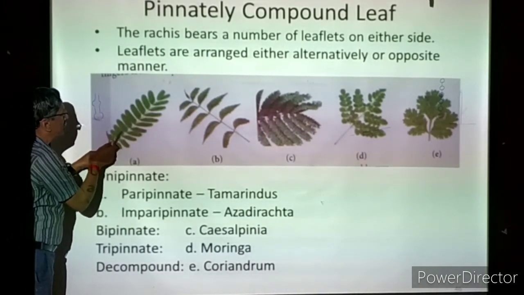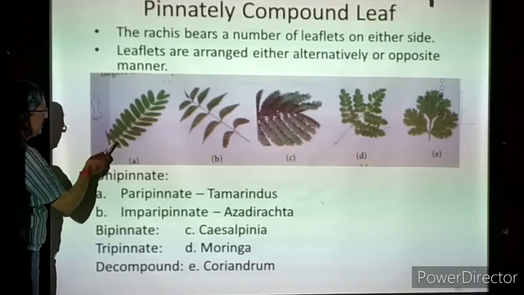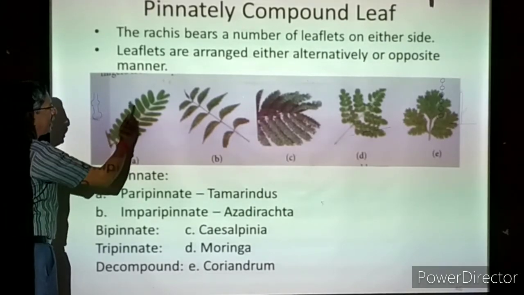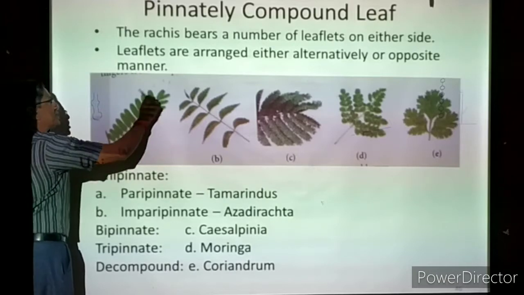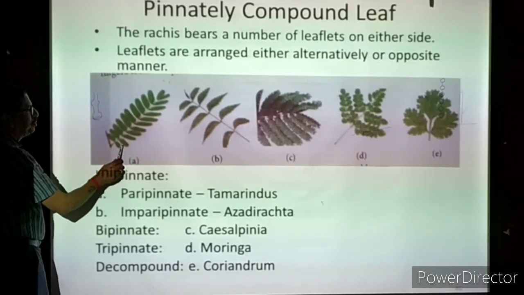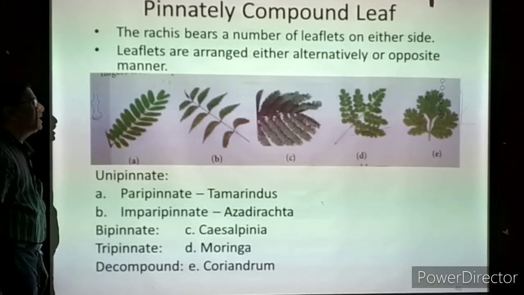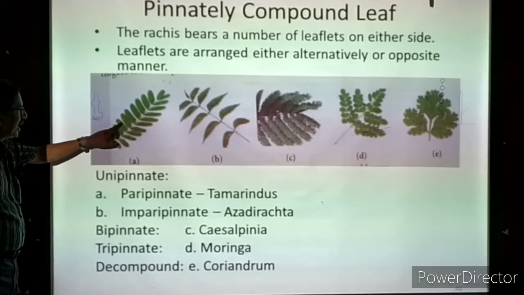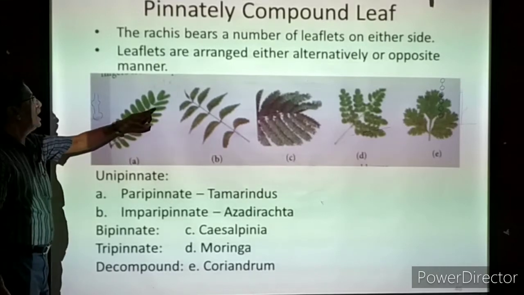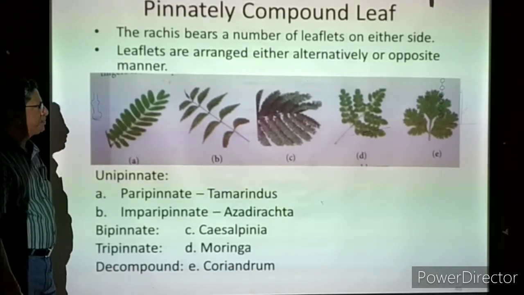Leaflets are arranged on either side in pairs. See that? First pair, second pair, like that, the leaflets are arranged. All the leaflets together we can call as one lamina, but the lamina is divided into a number of lobes. Each lobe is called a leaflet. So the leaflets are arranged on either side of the rachis. That is called a unipinnate.